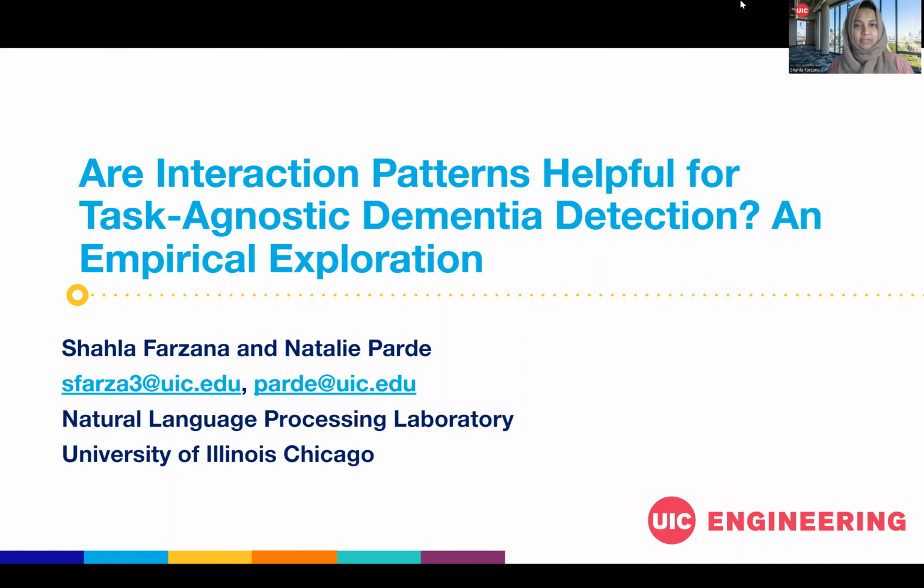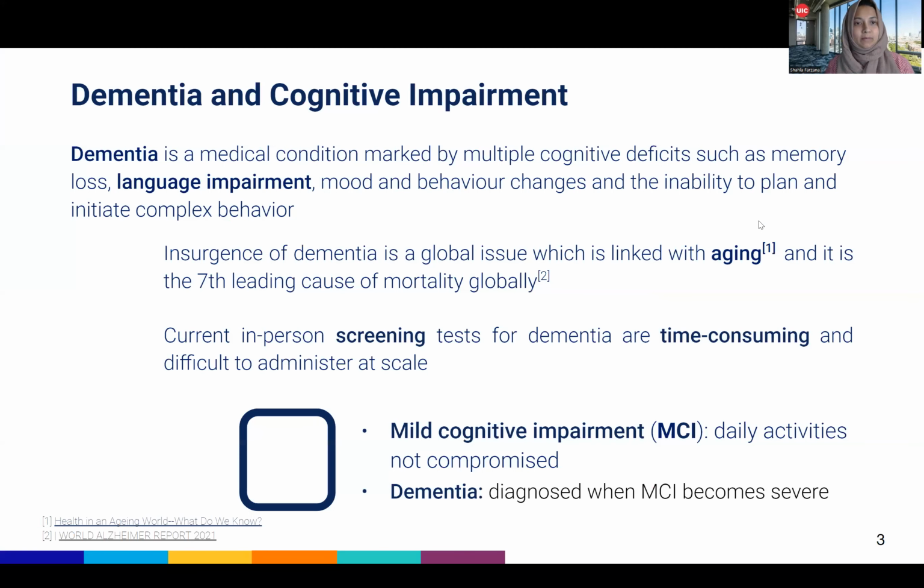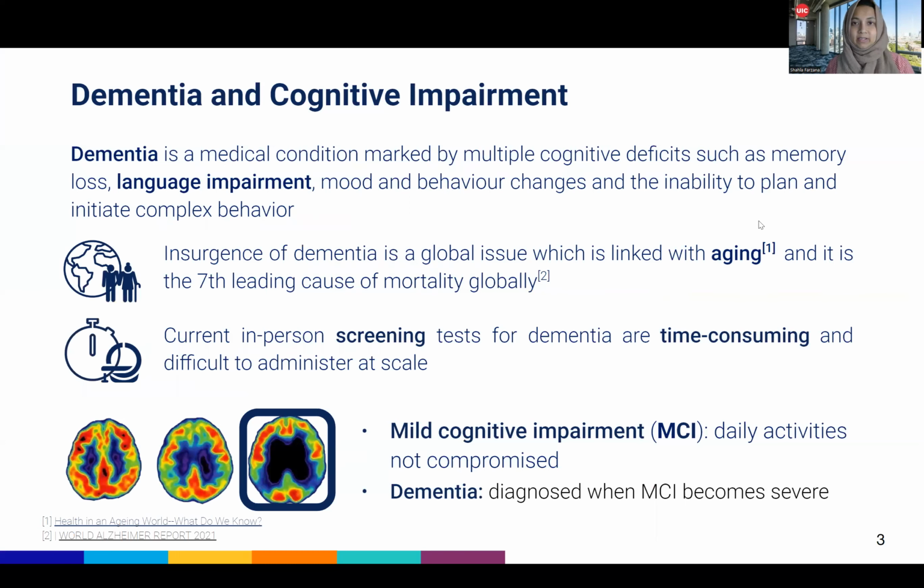Hello, this is Shala Farzana, and I'm presenting our paper titled Are Interaction Patterns Helpful for Task-Agnostic Dementia Detection? An Empirical Exploration. Let's first talk about what dementia is and how it is related to cognitive impairment. Dementia is a medical condition exhibiting different kinds of cognitive deficits like memory impairment, language impairment, or mood or behavioral changes, and so on.